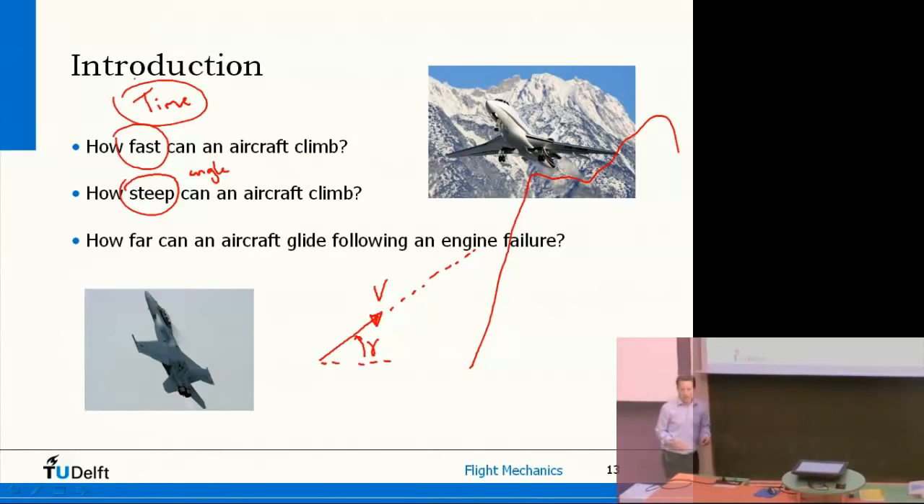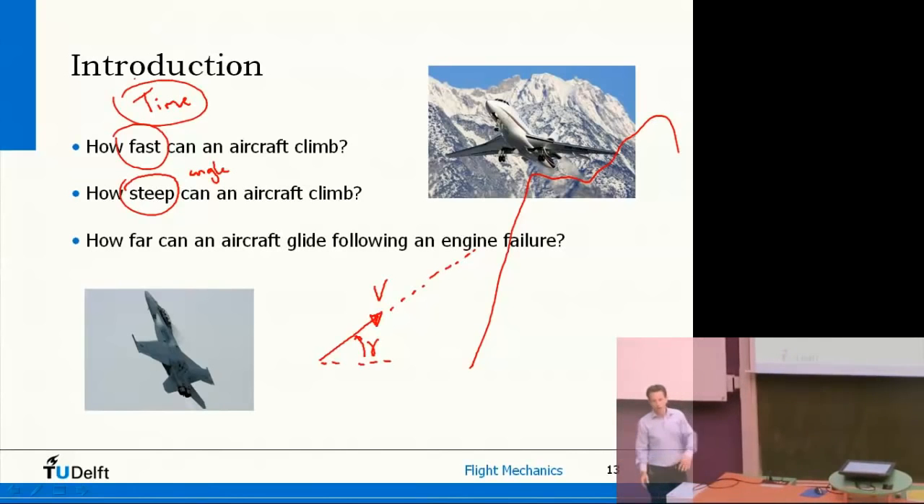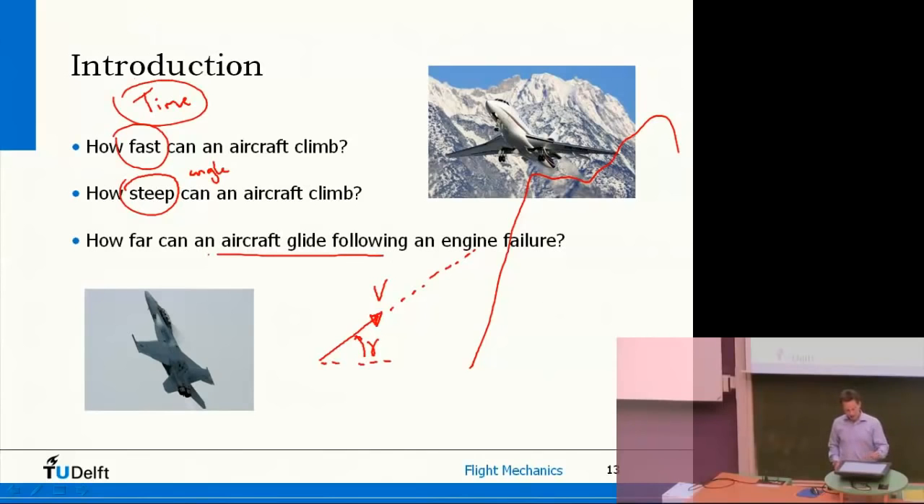For example, if you take a civil aircraft, you want to get to 10 kilometers altitude as fast as you can, simply because you can fly very efficiently there. Or maybe you're in a fighter jet, you want to get to 10 kilometers altitude in the minimum amount of time because that's where the fight is going on. So those are different things. Now similarly, gliding following an engine failure, that's also about the angle usually, because if you go down, then this basically tells you if you'll be able to reach the runway or not, if you don't have power left.